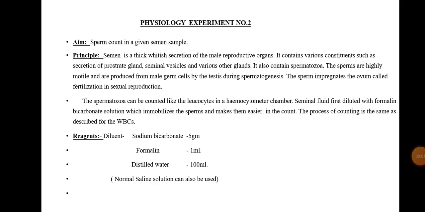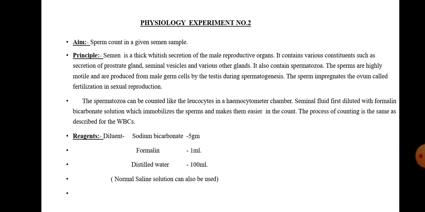Today we will take the second physiology experiment, that is experiment number 2. We have completed in the last class the detection of urea, sugar, albumin and creatinine in a urine sample. Now the second experiment that we are going to study is the sperm count in a given semen sample. The aim of the experiment is to count the sperm in the given semen sample.